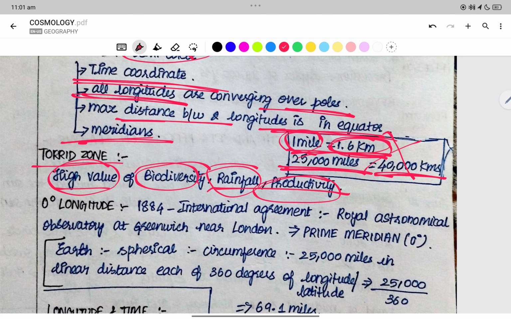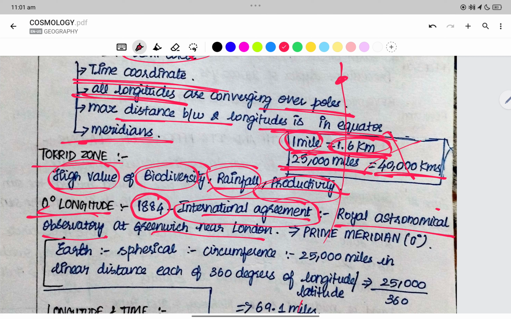0 degree longitude is the Greenwich meridian, where we have an observatory, right? They fix a place in London as 0 degree. They are fixing longitudes, right? In 1884 there was an international agreement, at the Royal Astronomical Observatory at Greenwich near London. This 0 degree is the prime meridian.